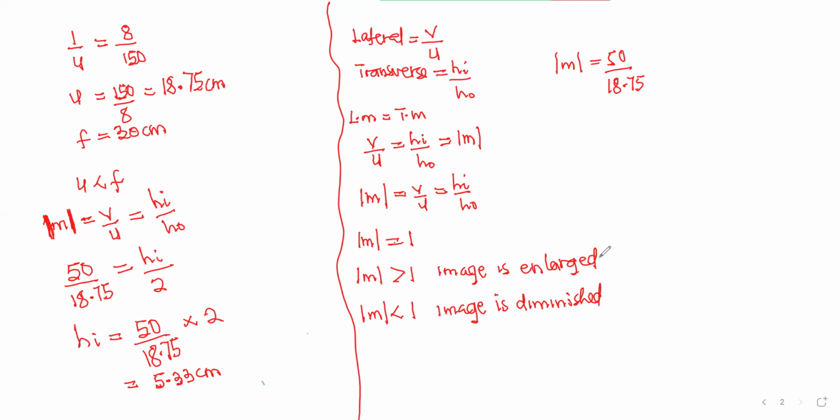Anybody? 50 divided by 18.75. Saki. 2.67. Come again. 2.67. So this value is greater than 1, implying that the image is magnified.